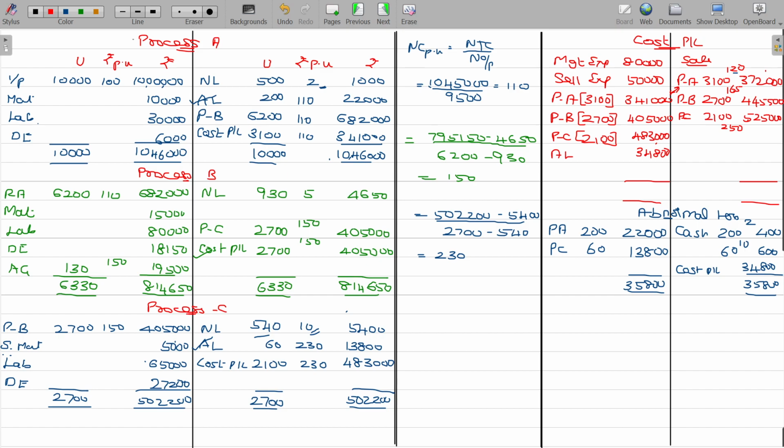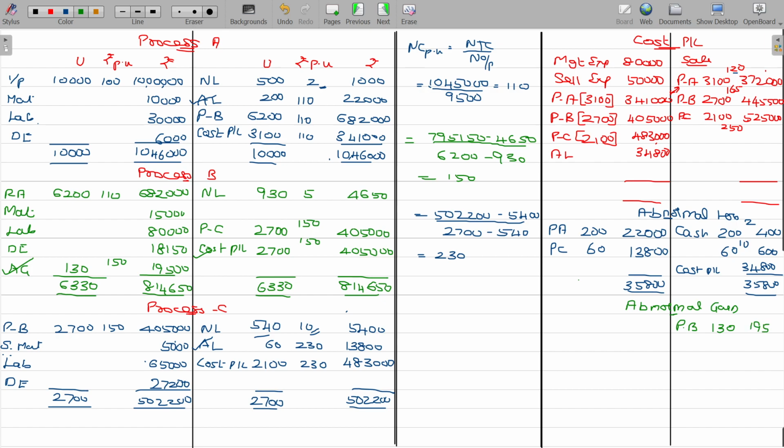The next we will go for the abnormal gain account. We will prepare the abnormal gain account. We face the abnormal gain situation only in which process? Process C. As the abnormal gain is on the debit side, it should be posted here on the credit side, process B. The value being 19,500 for 130 units of abnormal gain.